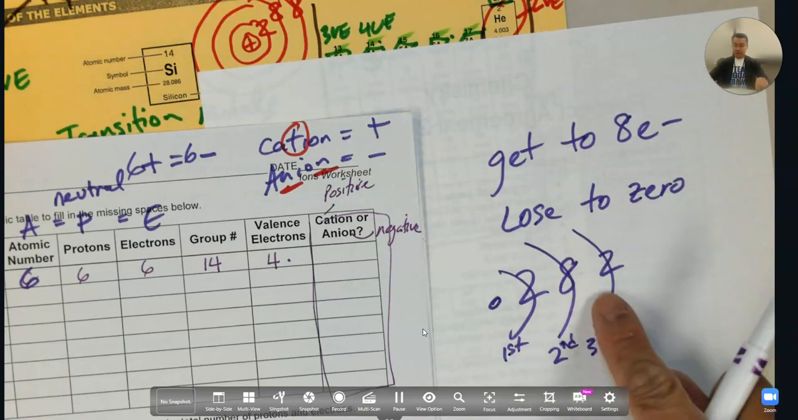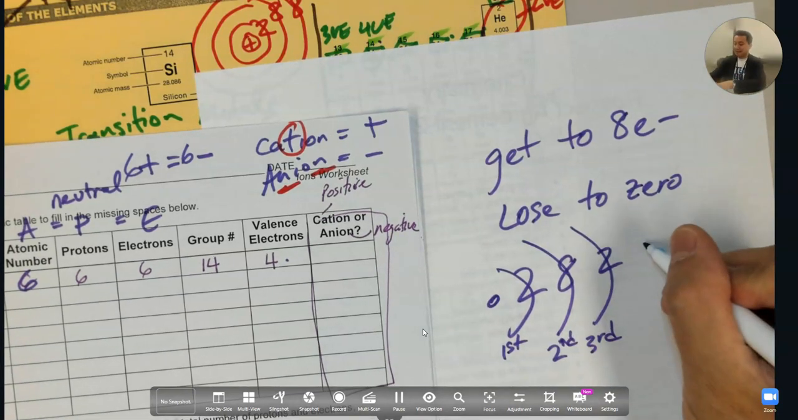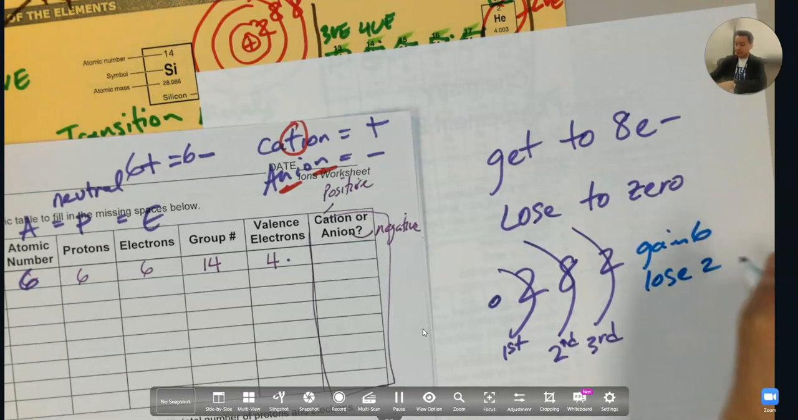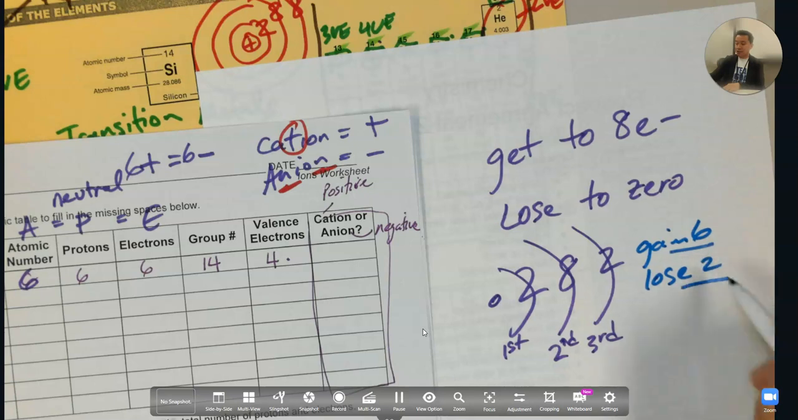So there are 2 options here. If we have 2, we can gain 6 or lose those 2. Atoms are lazy. The more they lose or gain, the more energy required. Just like us, we want to take the easiest way out. So atoms will do whichever is easier. Is it easier to gain 6 or lose 2?